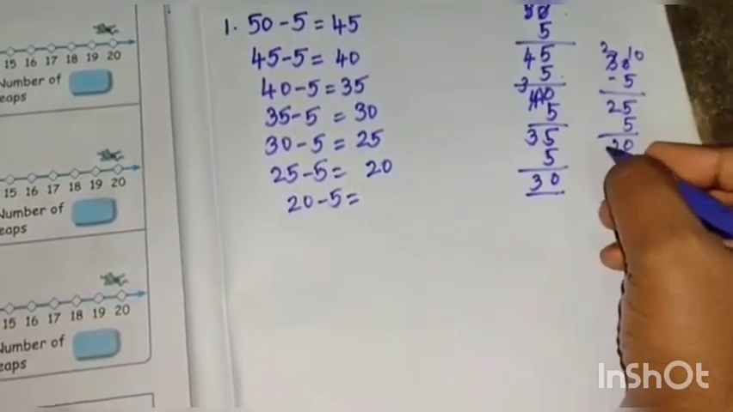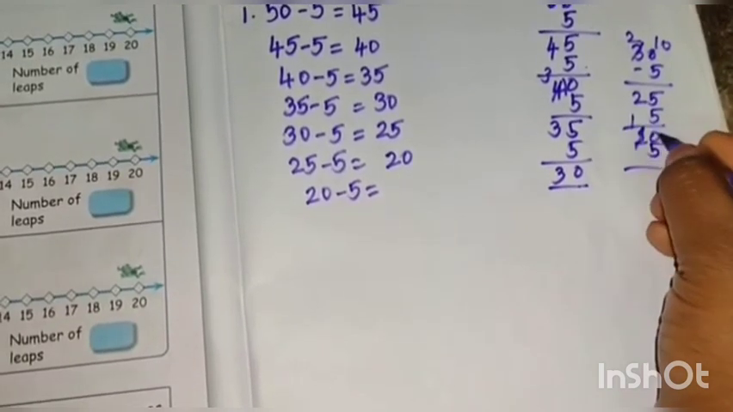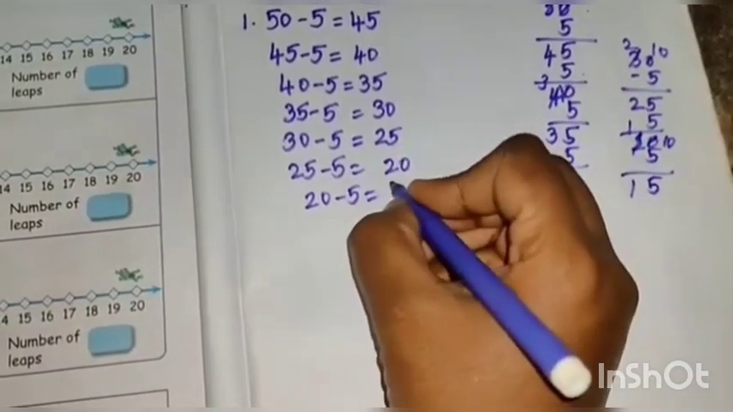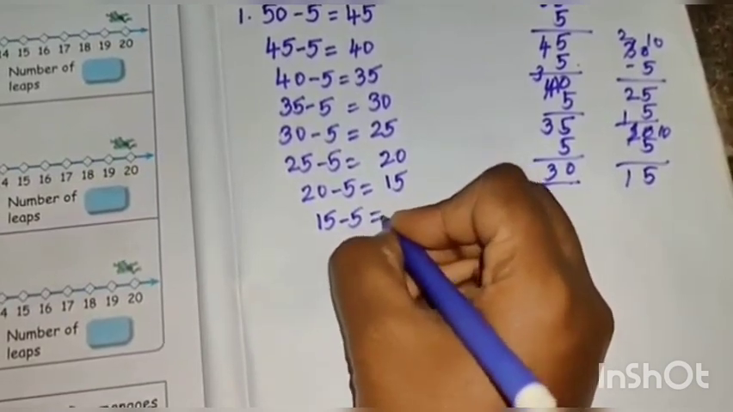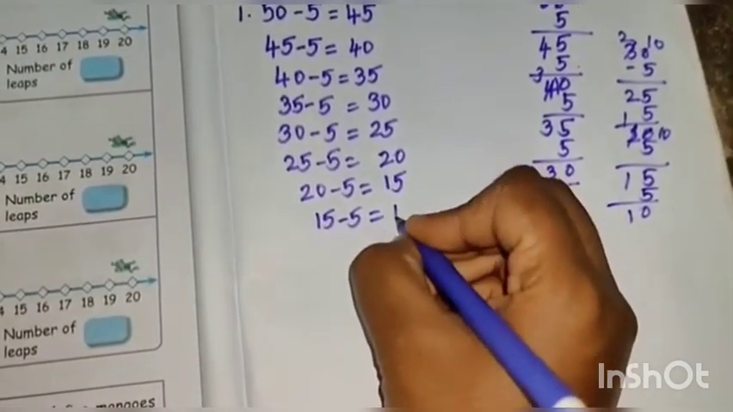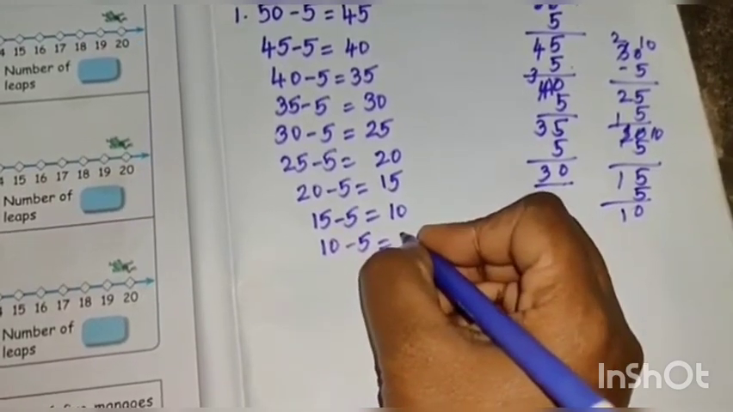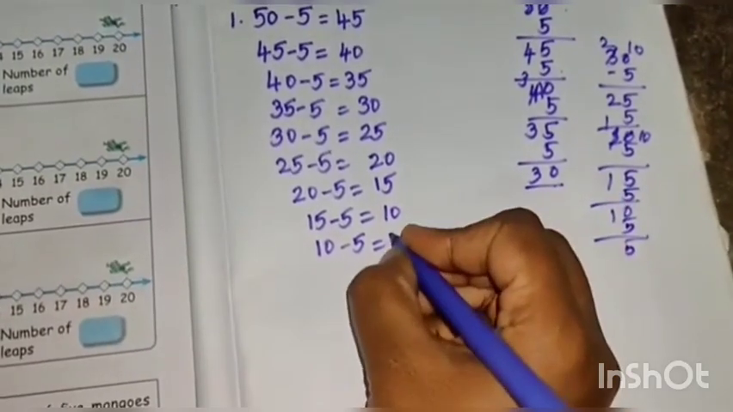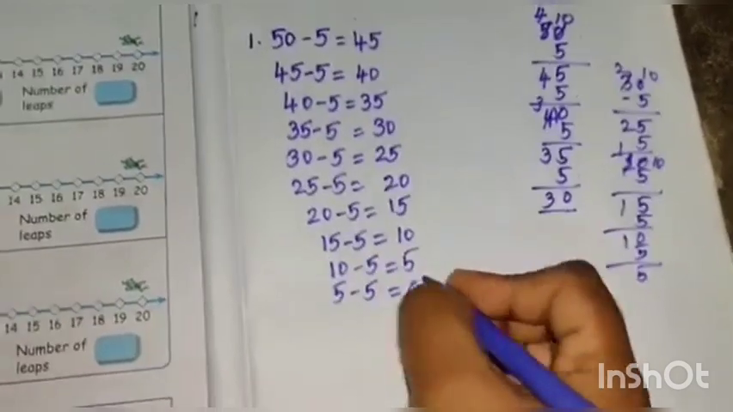Next 20 minus 5. Borrow a number, 10. 10 minus 5 is 5, here 1. The answer is 15. 20 minus 5 is 15. 15 minus 5, the answer will be 10. 10 minus 5, the answer will be 5. Next 5 minus 5 is 0.